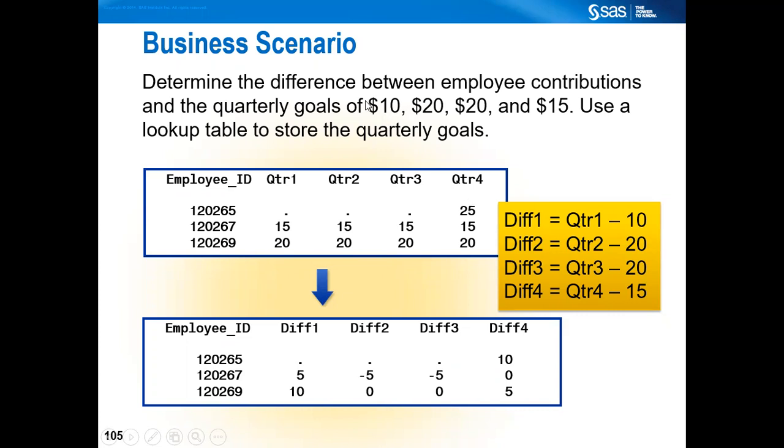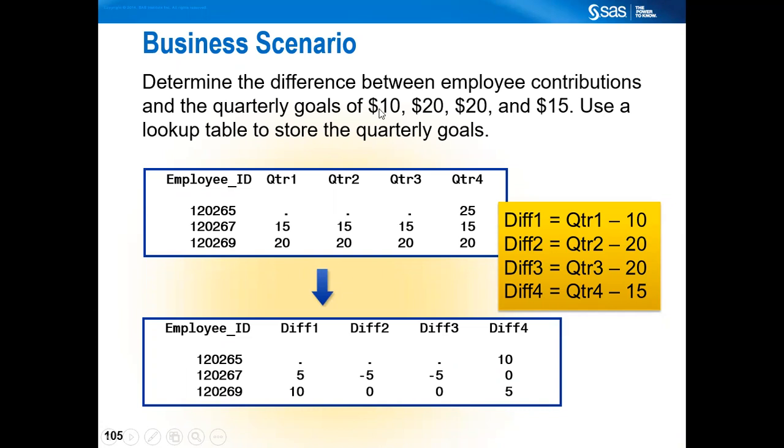So this is your original table where you have the columns of contribution in every quarter, and these are the targets, and given this target we have to give the difference. Now in the first quarter this employee has not contributed. Hence, for the first quarter, the contribution goal is $10. So quarter one minus 10. Here there is no value. Of course, a missing value minus any number gives you missing. Correct?